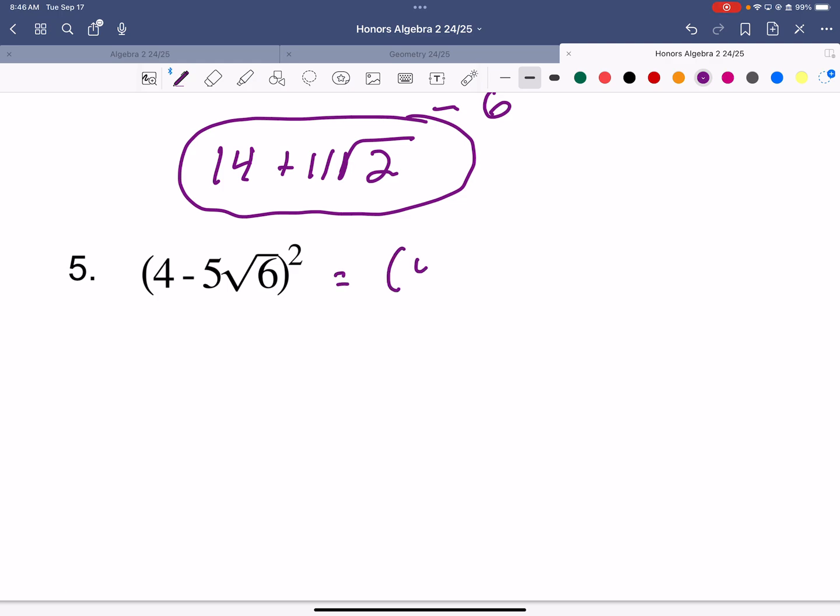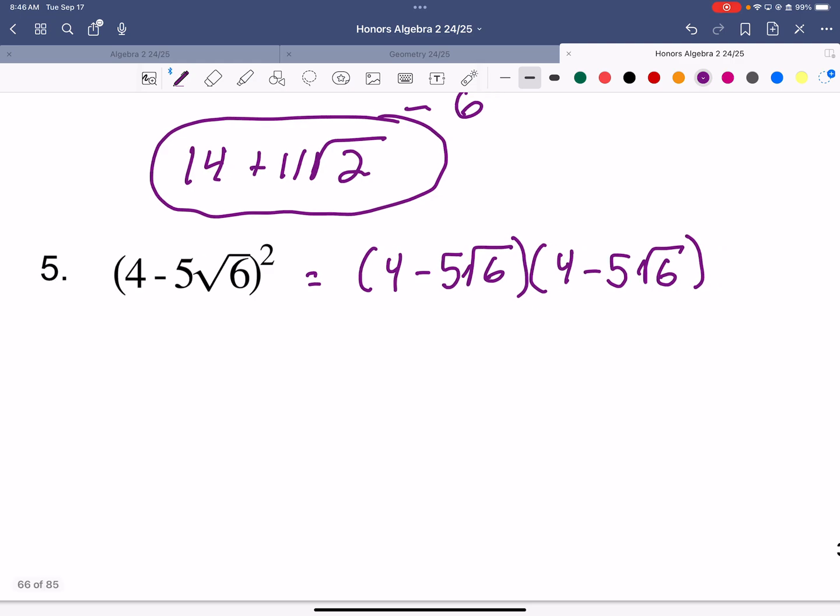Let's go ahead and give this one a try, and I'll write it out for you. It's 4 minus 5 radical 6 times 4 minus 5 radical 6. Remember what it means to square something. It means to take it times itself. Now do the distributive property just like you did before to see if you can get this one.